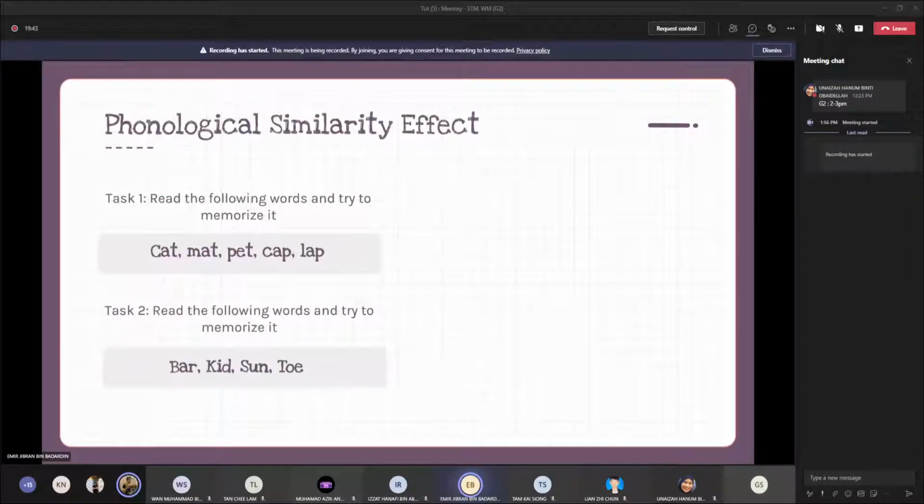Okay, good. Thank you, Emir. Good afternoon to Doctor and to my fellow friends. So I will present 3 effects that will eventually affect our phonological loop.